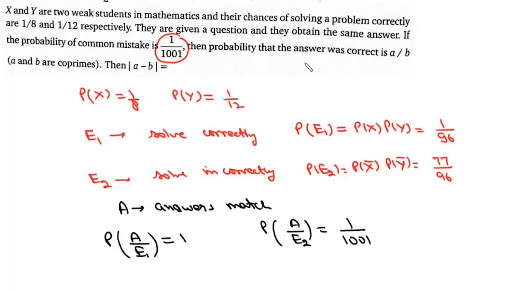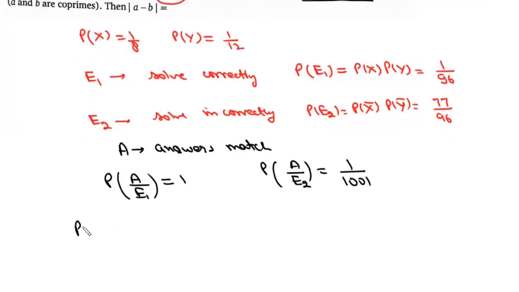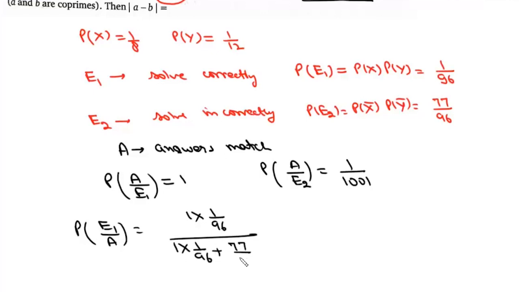Now we need to find the probability that their answer was correct, given that they obtained the same answer. So basically it's a problem of Bayes theorem. So we have to find the probability that their answer was correct, given that they have a common answer. So we'll take this case in the numerator. So it will be 1 into 1 by 96 upon 1 into 1 by 96 plus 77 by 96 into 1 upon 1001. Now this 96 will cancel. Now 77 divided by 1001 is 1 by 13.